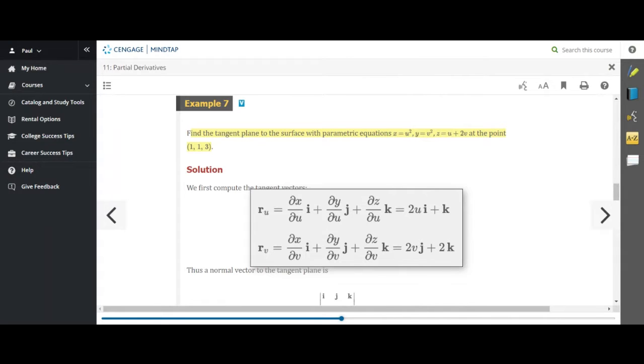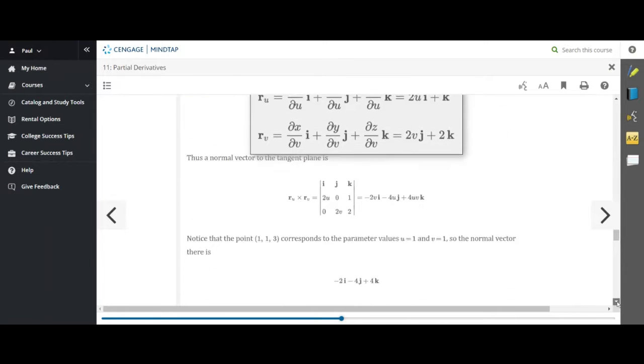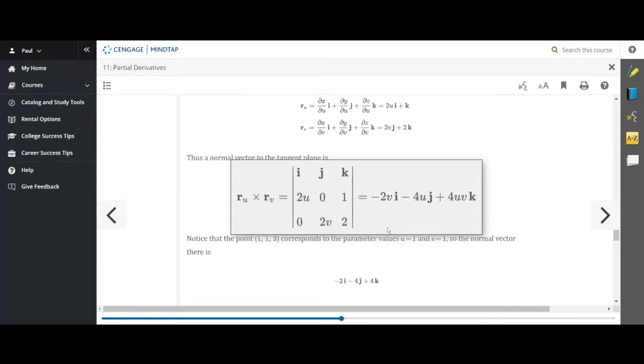Okay. Well, next step is to then take the cross product of the two tangent vectors, which they do here. Now what they do is they say, notice that the point (1, 1, 3), and that's right there below the box, corresponds to parameter values u equals 1 and v equals 1. So the normal vector there is going to be negative 2i minus 4j plus 4k.